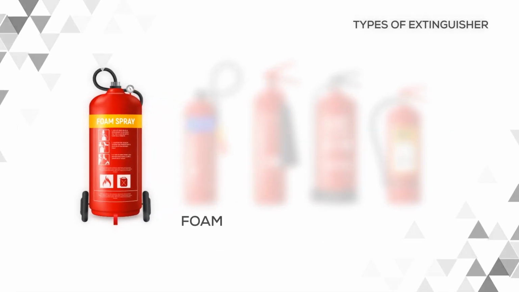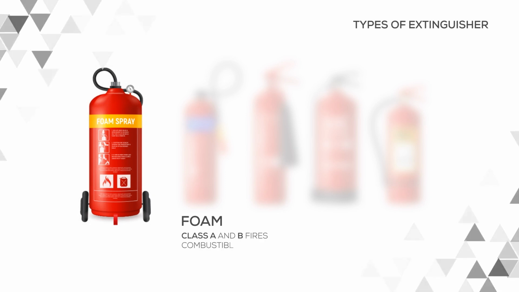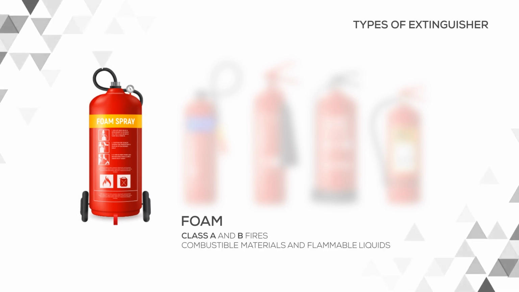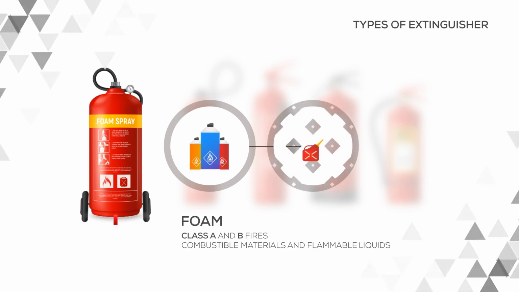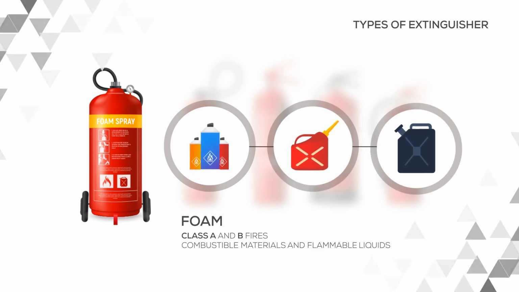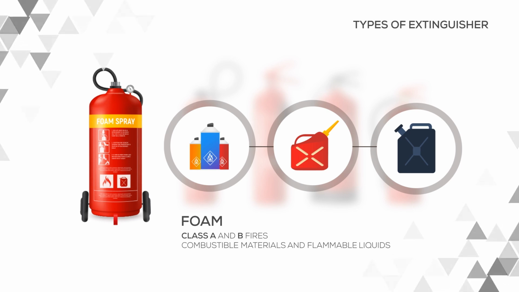Foam. Foam fire extinguishers can be used on Class A and B fires. However, they are most suited to extinguishing Class B or liquid fires, such as those caused by petrol or diesel. The foam extinguishes liquid fires by sealing the surface of the liquid, preventing flammable vapor from reaching the air and therefore starving the fire of fuel.